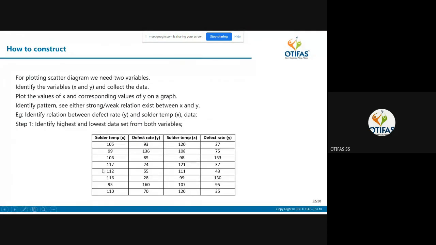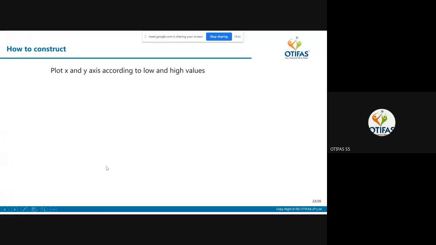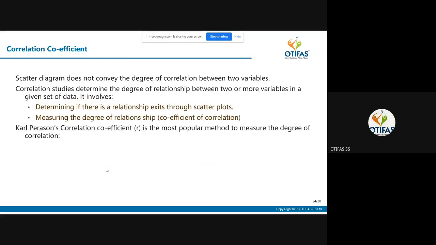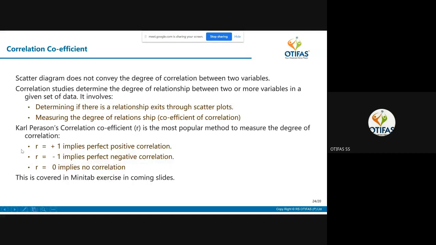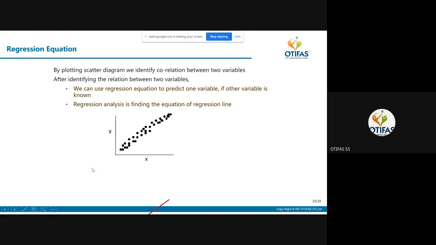Now, if two things are related, we can use a regression analysis to find out a formula also. We'll not discuss regression analysis now, we'll discuss it in black belt. So this is one. R equal to plus 1 implies a perfect positive correlation, negative 1 a perfect negative correlation, and zero means no correlation.